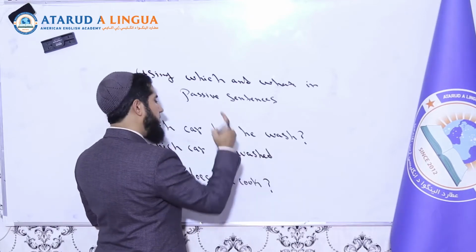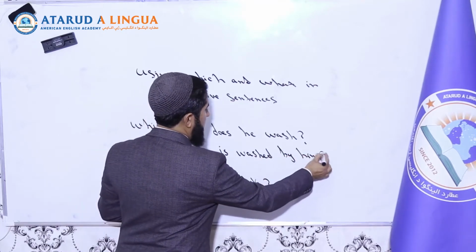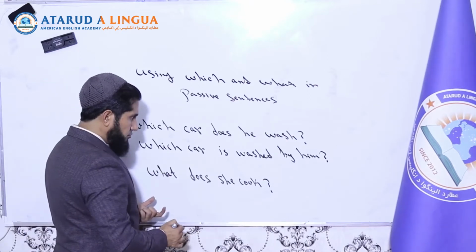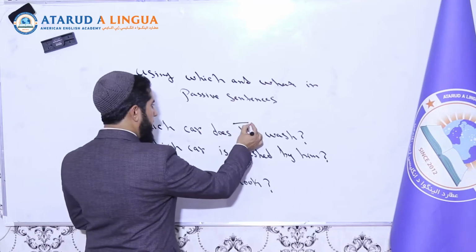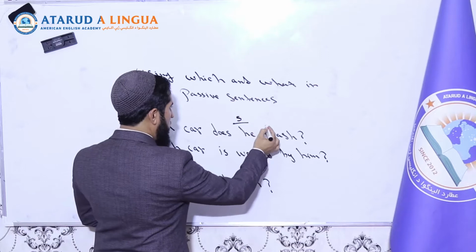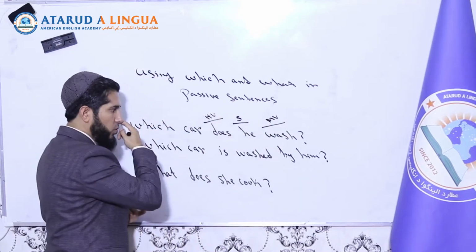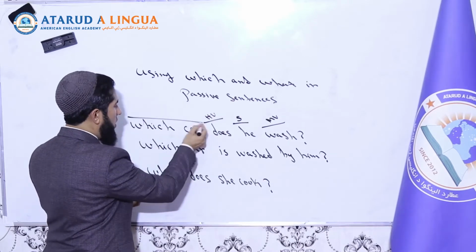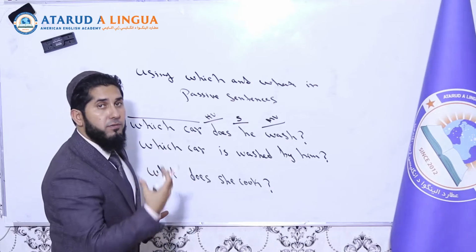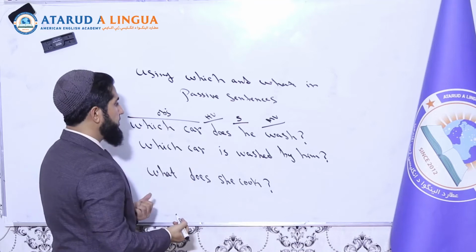And the subject of your active sentence becomes the object of the preposition, by him. Okay? So which car does he wash? Your subject here is he, and wash is your main verb, and does is your helping verb or auxiliary verb. So which car, here, the question is about the receiver of your action. So which car here functions as an object, okay?